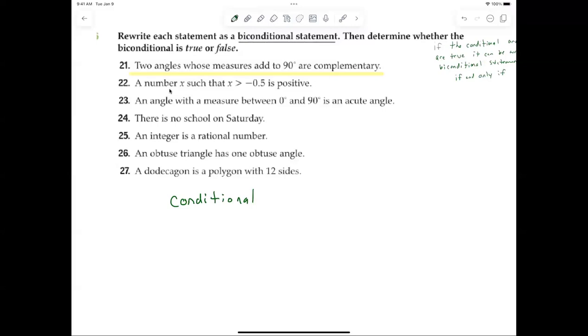Would you say the converse is true in this case? Yes, the converse is true. So because the converse is true, you can now write it as a biconditional statement. You write the hypothesis first, then you throw in if and only if, then you write the second statement. Go ahead, try it now.